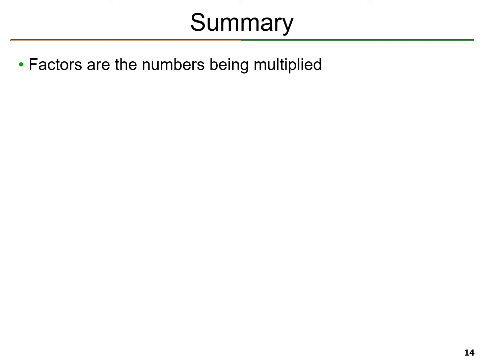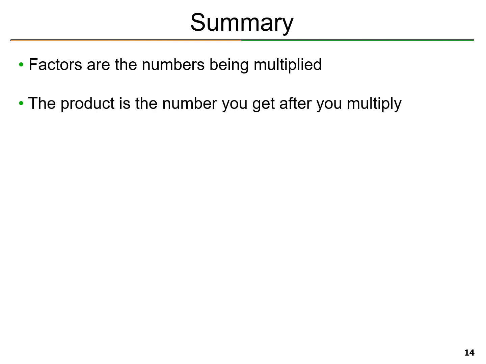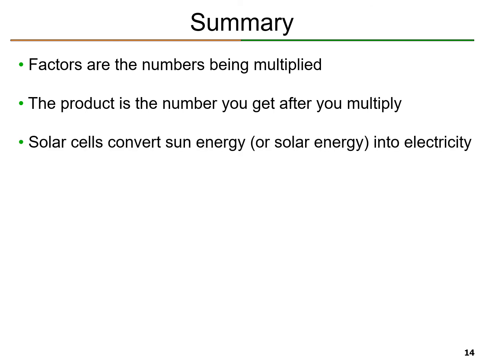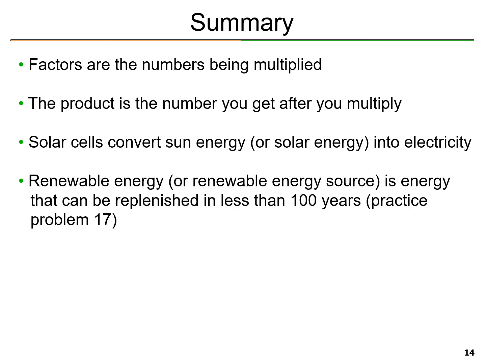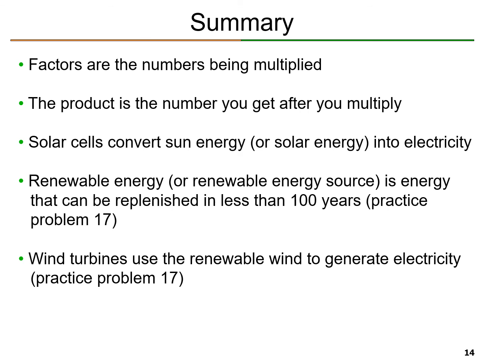Summary. Factors are the numbers being multiplied. The product is the number you get after you multiply. Solar cells convert sun energy or solar energy into electricity. Renewable energy or a renewable energy source is energy or an energy source that can be replenished in less than 100 years. Practice problem 17 has more information on renewable energy. Wind turbines use the renewable wind to generate electricity. See problem 17.